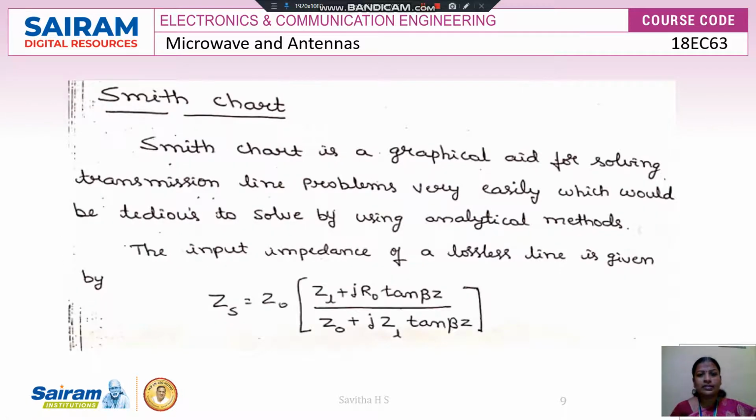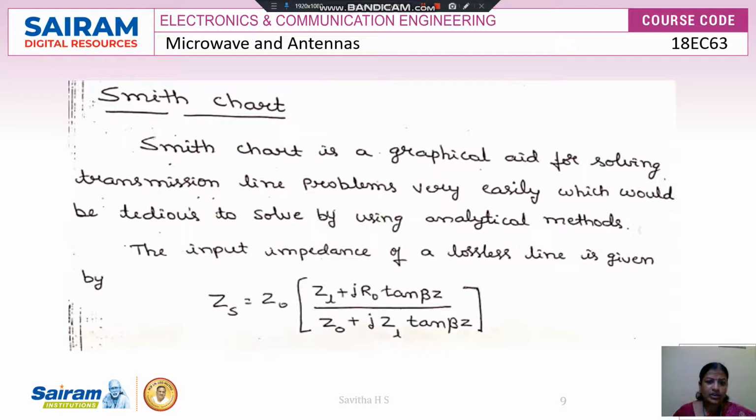Now we'll see the next topic, the Smith chart. The Smith chart is a graphical aid for solving transmission line problems very easily, which would be tedious to solve by analytical methods. If we solve transmission line problems analytically, it will take more time. If we use the Smith chart, which is a graphical aid, transmission line problems can be solved very easily. For that, I need to first consider the input impedance.